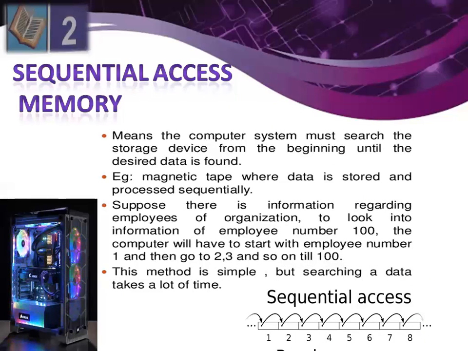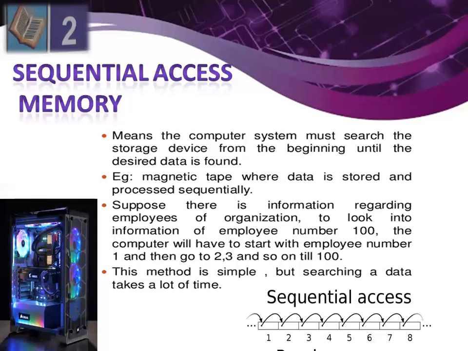The first is the sequential access method and sequential access memory. So how can your data be saved in a memory? Sequential access means the computer system must search the storage device from the beginning until the desired data is found, like magnetic tape, where data is stored and processed sequentially. A sequential access device is a type in which data is accessed one after the other. A particular stored datum is found by sequencing through the locations until the desired data is reached.